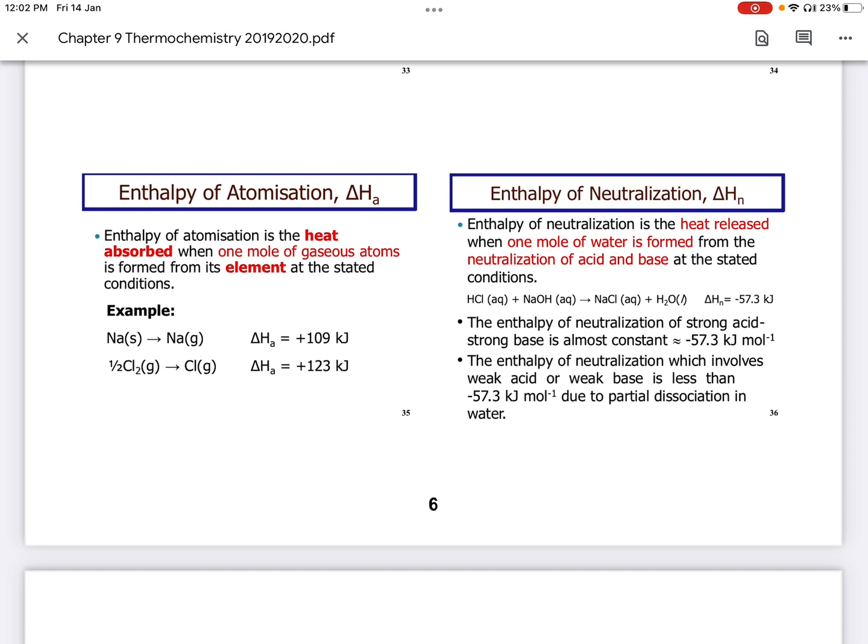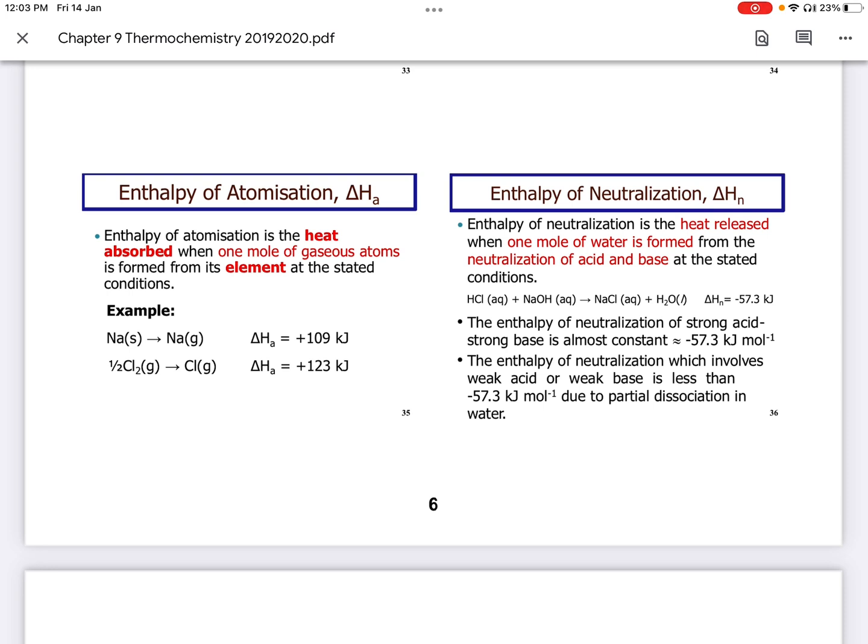If chlorine, perhatikan chlorine, half Cl2 becomes Cl. This is how to atomize the chlorine. Chlorine in elemental state ialah molekul. Cl2 adalah molekul. Bila kita atomize, bonding antara chlorine dan chlorine akan break. Dia akan jadi monoatom atau single atom lah. Itu maksudnya enthalpy of atomization.